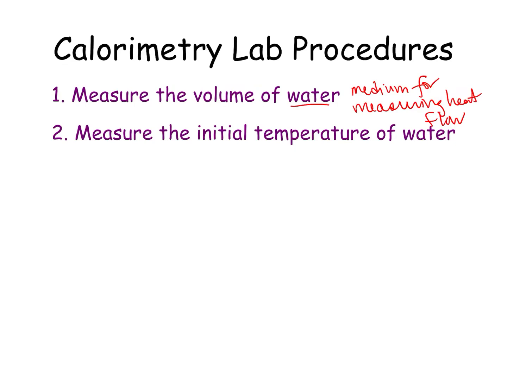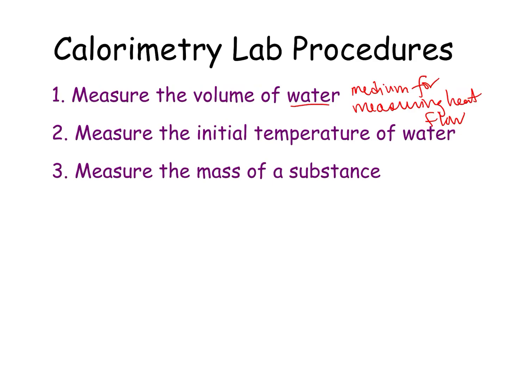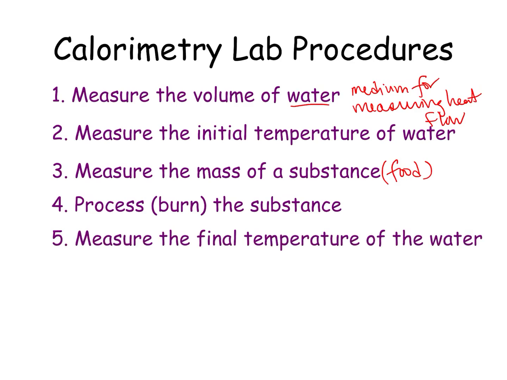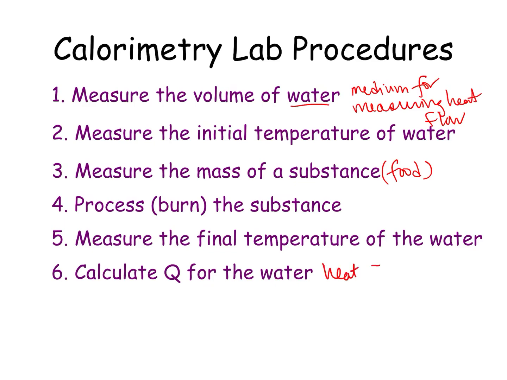We'll need an initial temperature of the water because we need to figure out how much it changes. We'll measure the mass of your substance. This is the food. We're going to need that for later calculations. We're going to burn the substance, and you're going to measure the final temperature of your water. So we'll have where we started and where we ended. So Q for the water. So this is how much heat was gained.